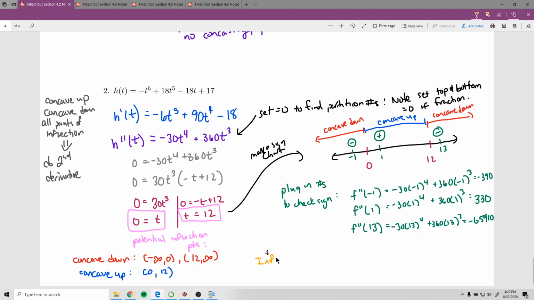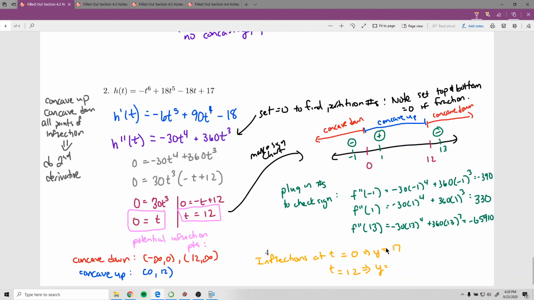So there are inflection points at x equals 0 and x equals 12. But you also want their y value. Well, you might want their y value. So we have to plug into the original. Remember that. If you plug in 0 to the original, I guess I should use t since that's the letter we're dealing with, not x. If we plug in 0 to the original, we just get that 17. All this other stuff will be 0.